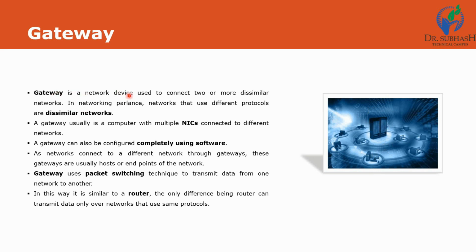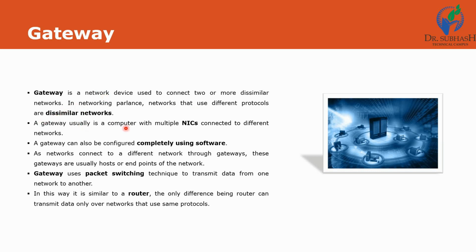A gateway is a network device used to connect two or more dissimilar networks. That means if we are using our intranet within a campus and we are receiving internet outside the network, then both of these are dissimilar networks. To maintain the dissimilar networks, we can use a gateway. In networking, networks that have different protocols are dissimilar networks. What is the definition of dissimilar network?